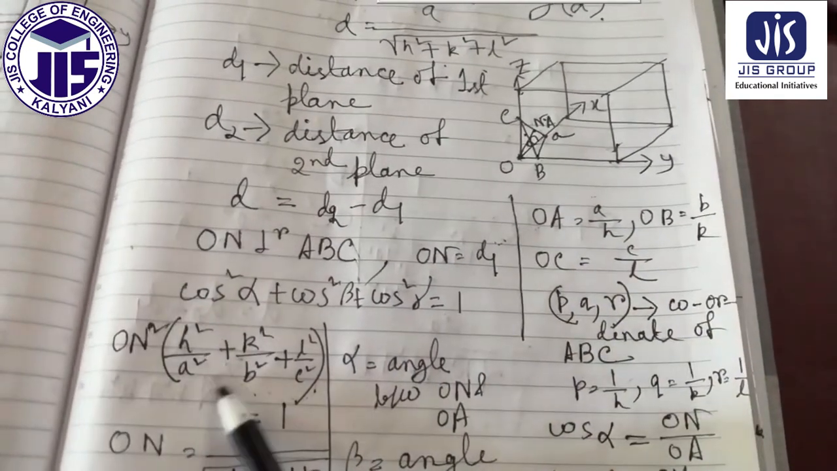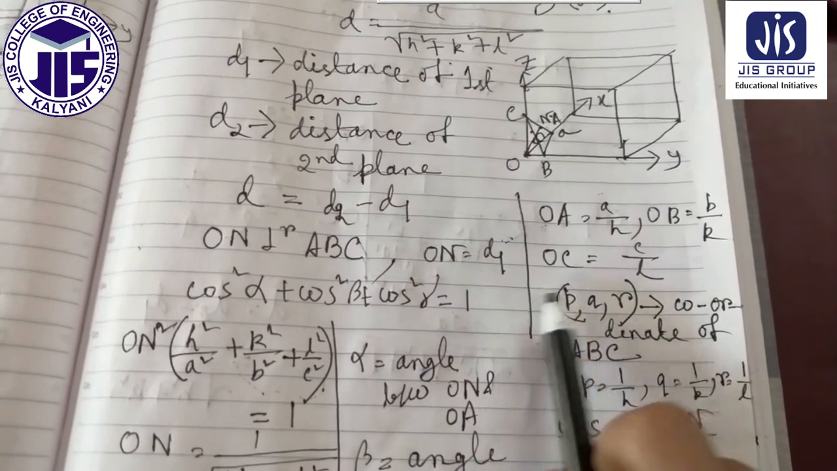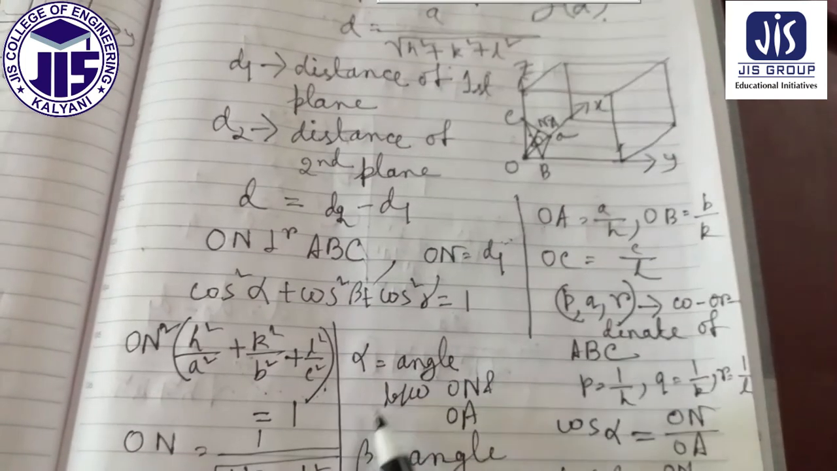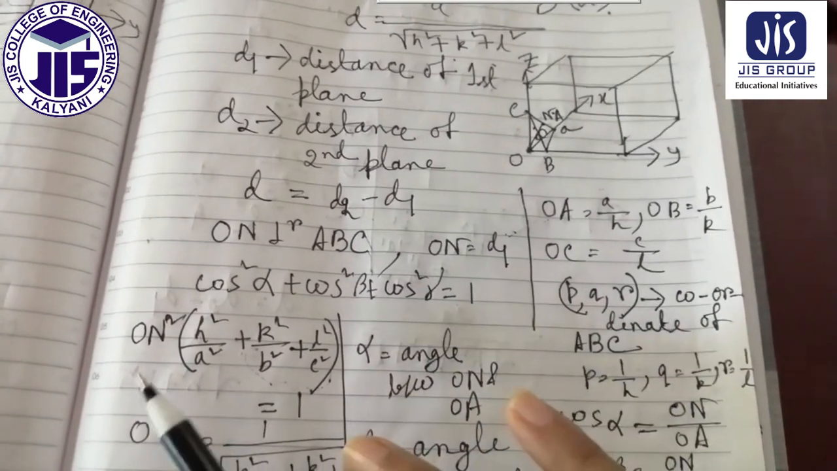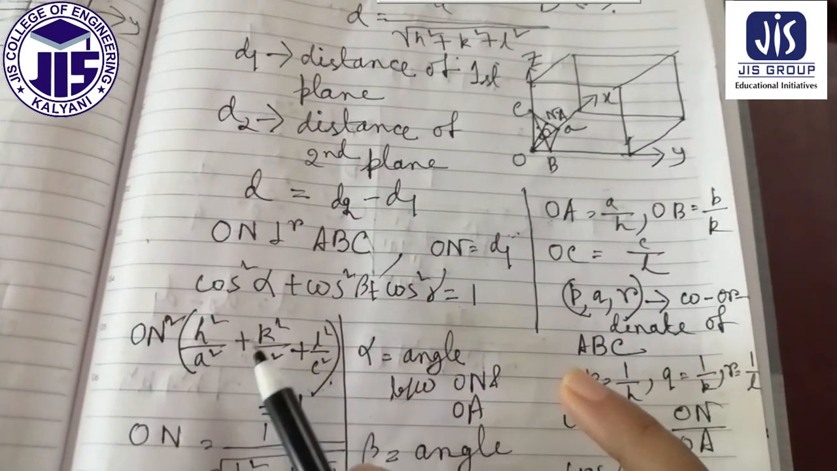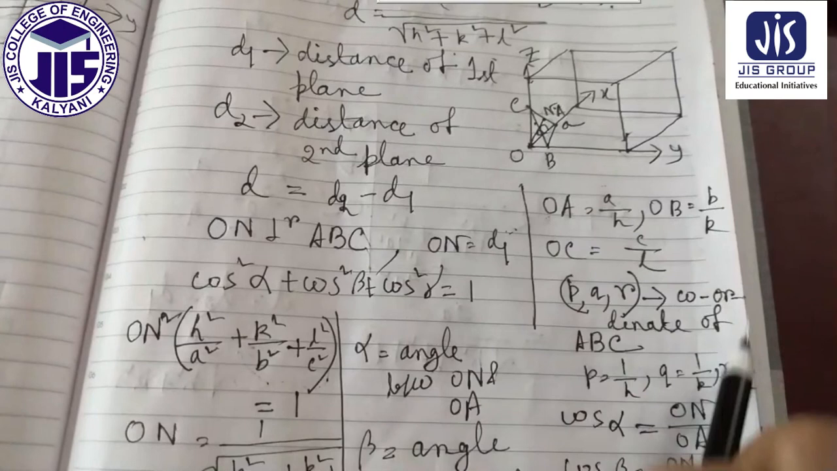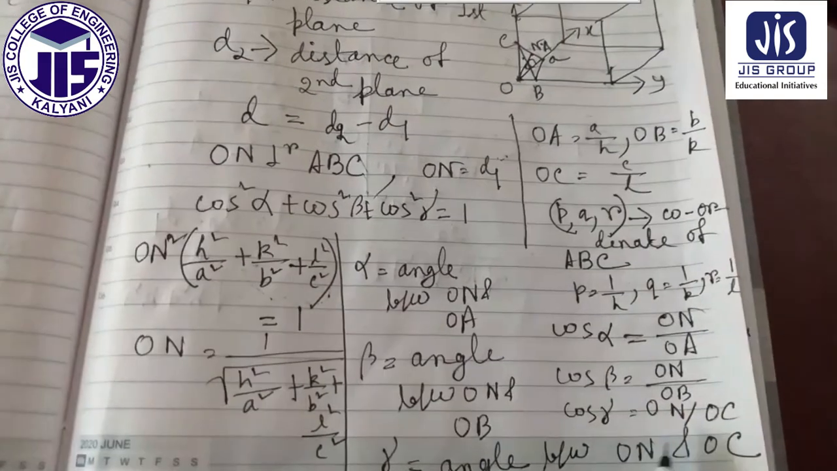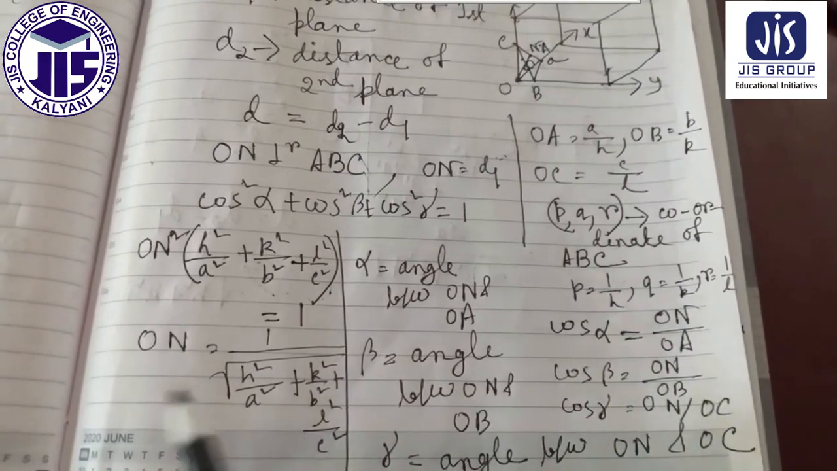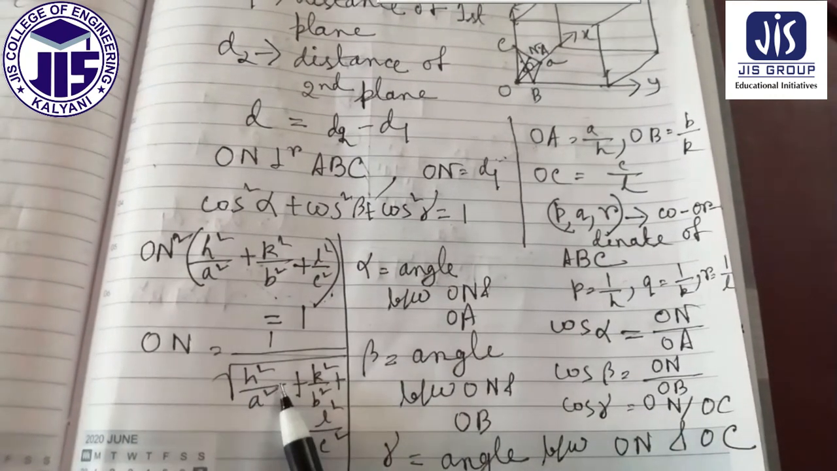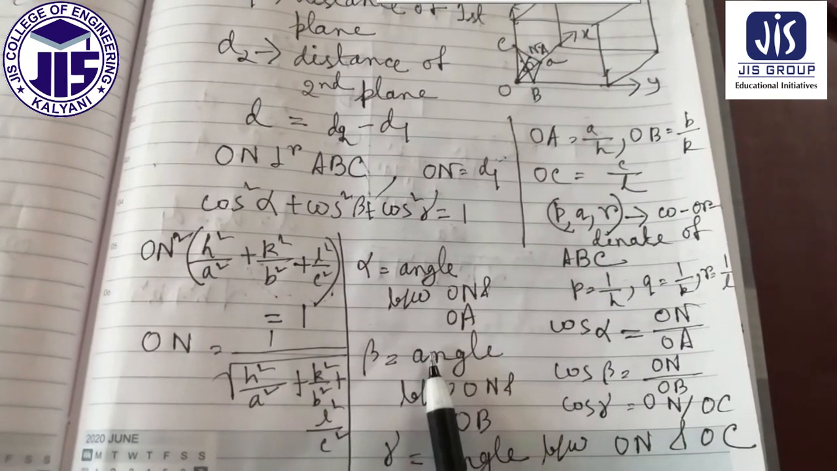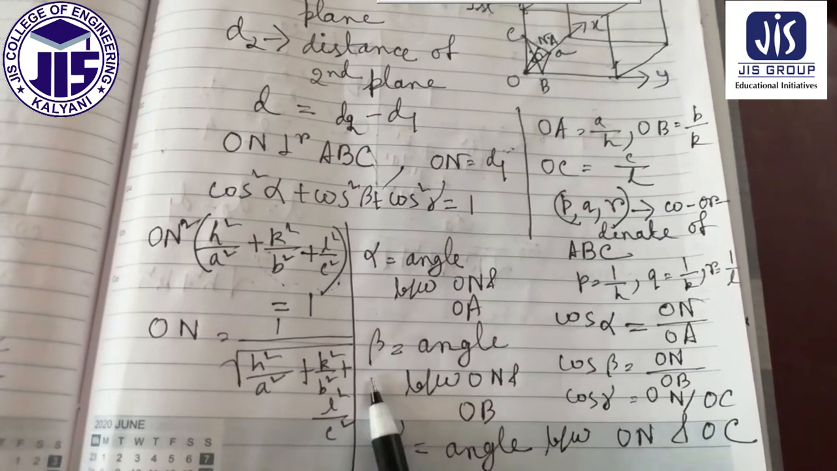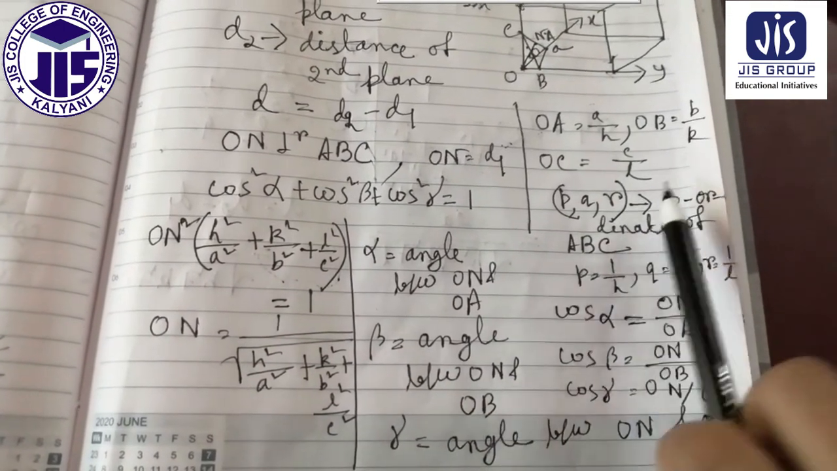Therefore cos² α + cos² β + cos² γ = 1. Now ON² (h²/a² + k²/b² + l²/c²) = 1. Here we have put in the expressions for cos α, cos β and cos γ, where cos α = ON/OA, cos β = ON/OB and cos γ = ON/OC. So finally ON = 1 / √(h²/a² + k²/b² + l²/c²), where α is the angle between ON and OA, β is the angle between ON and OB, and γ is the angle between ON and OC.